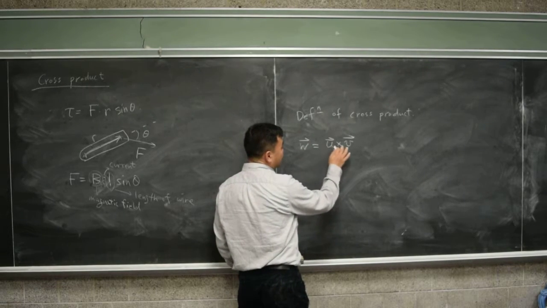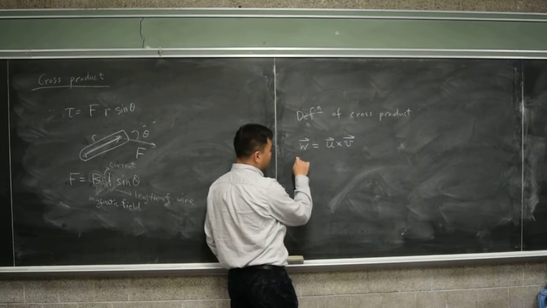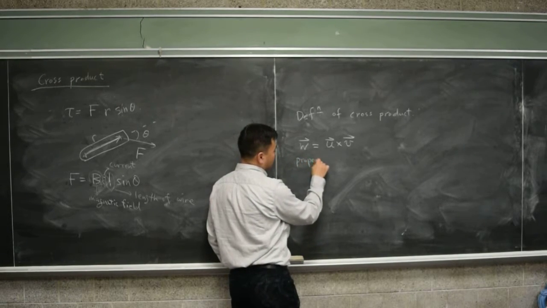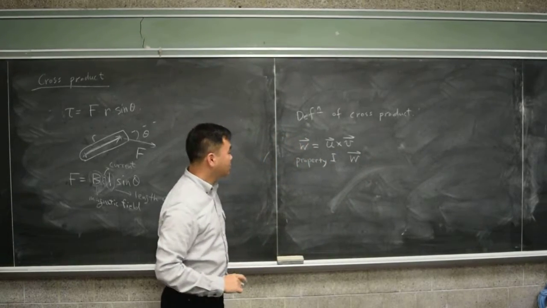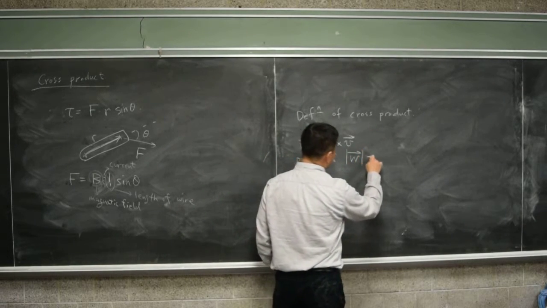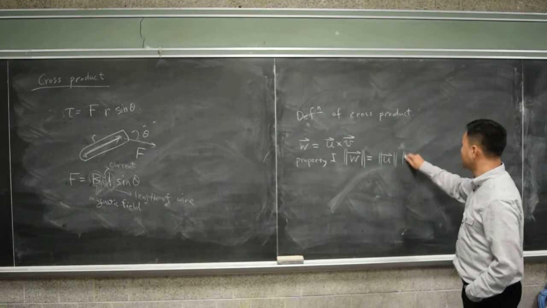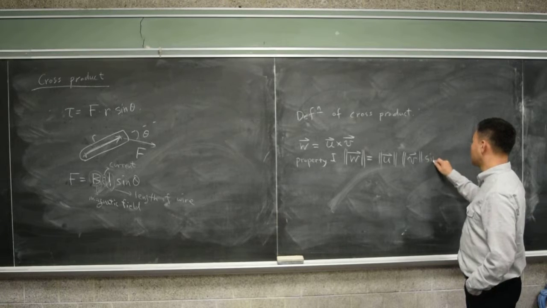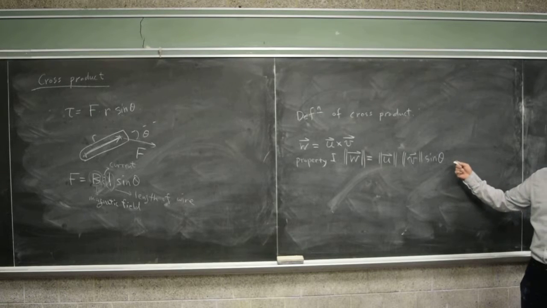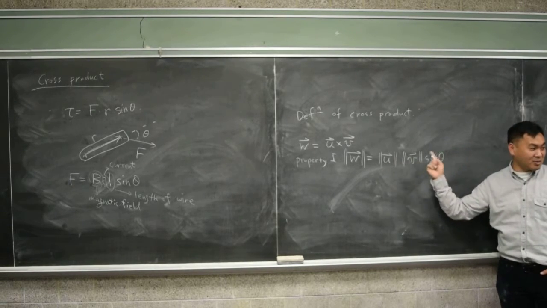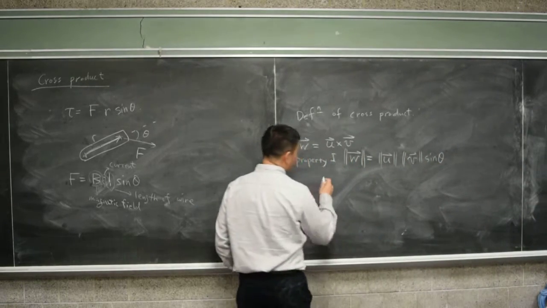So if you have a cross product of two vectors, this W satisfies two things. Property one: the magnitude of the cross product is the same as the magnitude of the vectors times the sine of the angle between. That sounds a lot like the dot product, right? It's as if it's the dot product, but instead of cosine, you have sine. However, there's an important distinction.